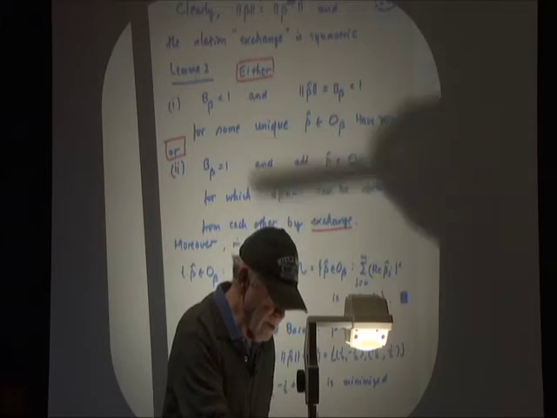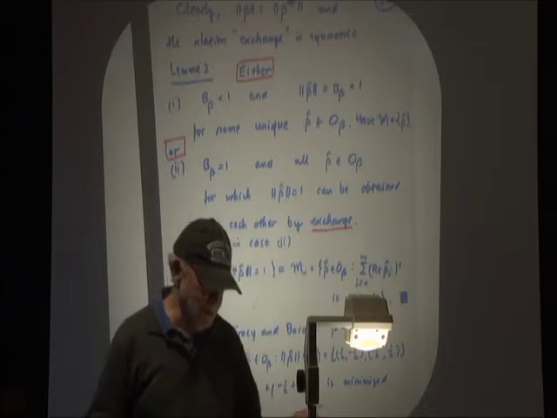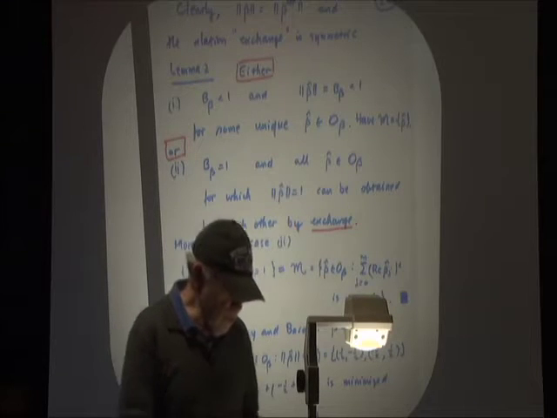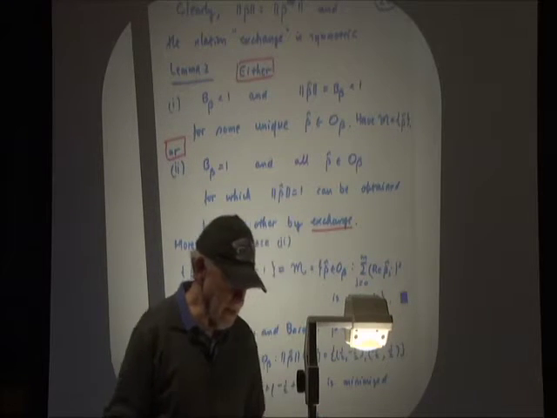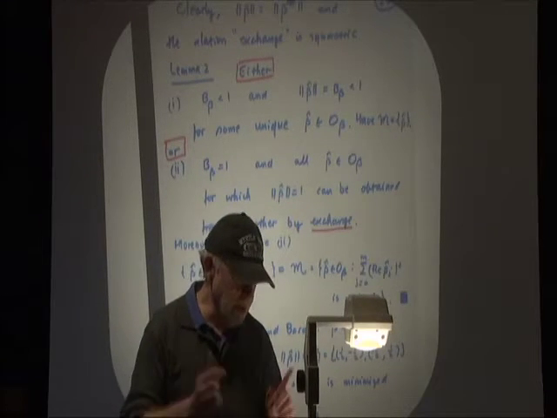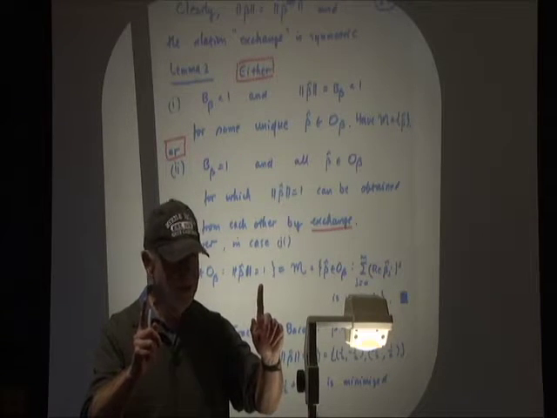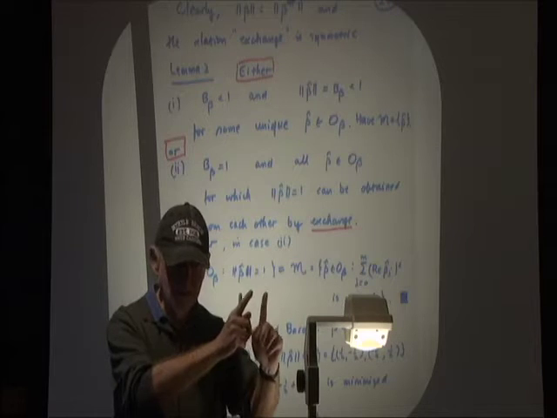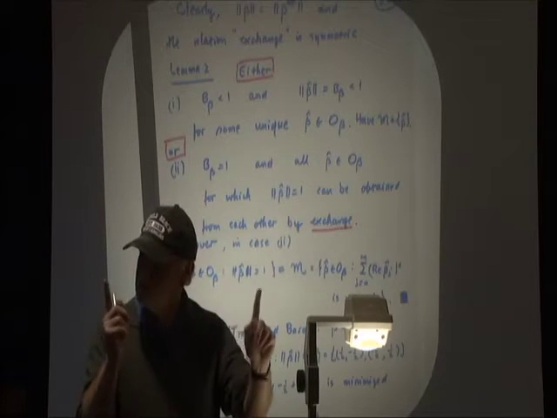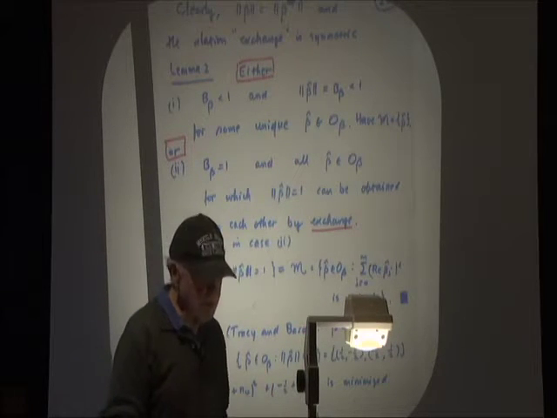On the other hand, if B of beta is equal to 1, then all the beta hats in the orbit which attain that value can be attained from each other by exchange. So you've got one guy sitting here, one guy sitting here, you can move this one here, move this one up here, and that's all the betas you can get.